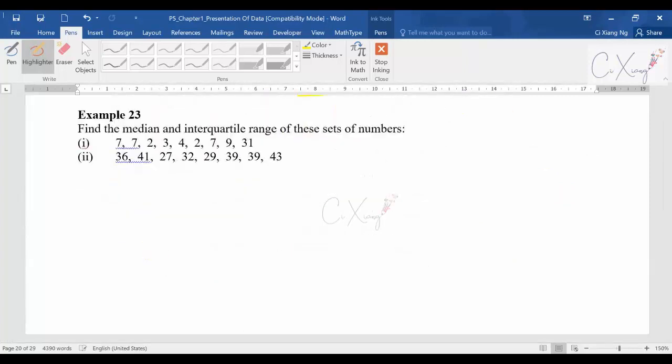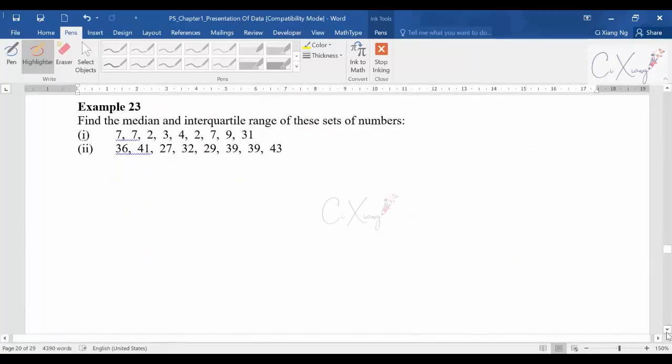Let's have a look at example 23. When I discuss this one, make sure that you try to follow what I say here, because there are some details that I cannot explain in much detail in the notes. So I can just explain it to you by showing you the methods. For the first part, when they want to find the median and also the interquartile range, generally you have to arrange the numbers from the smallest value to the largest one. So if I rearrange it, I'm having something like this.